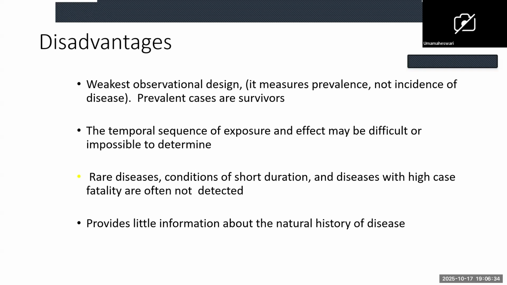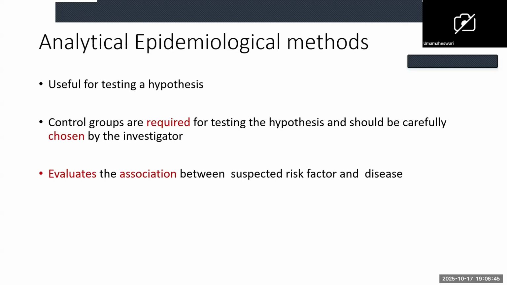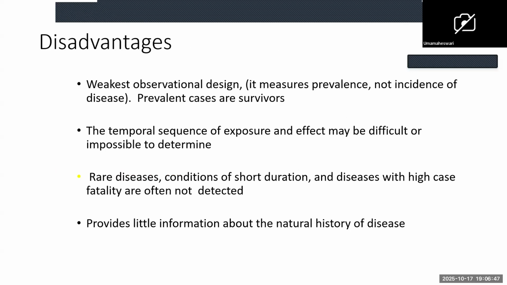And it provides little information about the natural history. To study the natural history, the best study is your cohort study. So it starts from your pre-pathogenic phase to your pathogenic phase. So that ends the observational study designs. Case report, case series, ecological study, and cross-sectional study come under the descriptive observational study designs. When you see a new patient with a new condition, you are going to give a case report. Again, the most commonly used study design by students is the cross-sectional study.